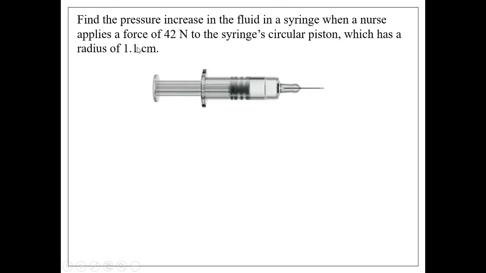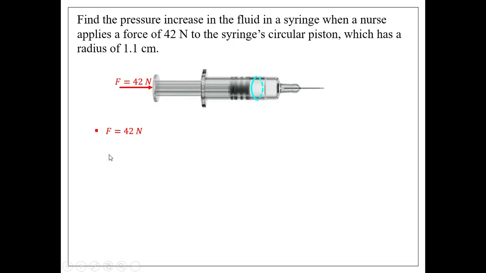So right away, I noticed that the radius here is given in centimeters, so pay attention to units as you practice. Alright, so let's go and crack this out. Here in the diagram, there is a force of 42 newtons being applied to the syringe itself, and the cross-section area has a radius of 1.1 centimeters. Here in the light blue is the cross-section area that we're interested in.